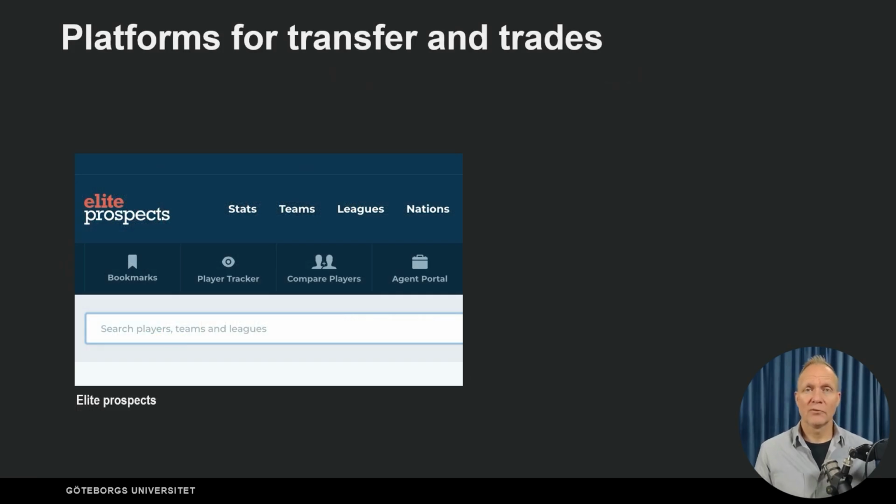We also have platforms for transfer and trade of players, and this is of course relevant in the big sports like baseball, hockey, football, soccer, and so on. And here is an example from Elite Prospects, which is a data platform regarding statistics in the ice hockey community. And that type of statistics is important from a transfer perspective, the trades and the recruitment that is done.